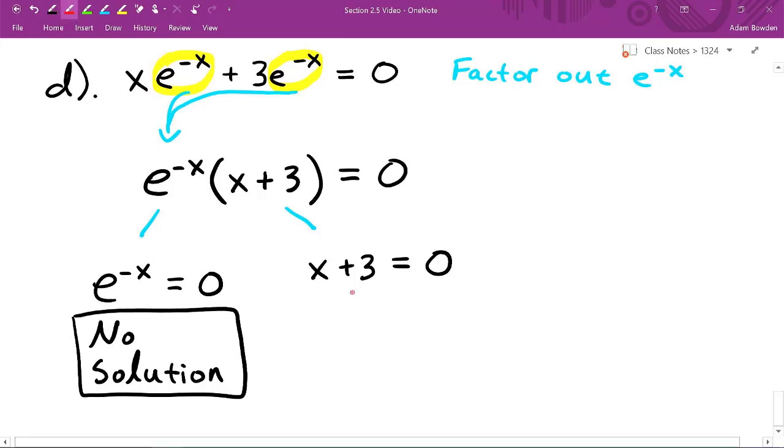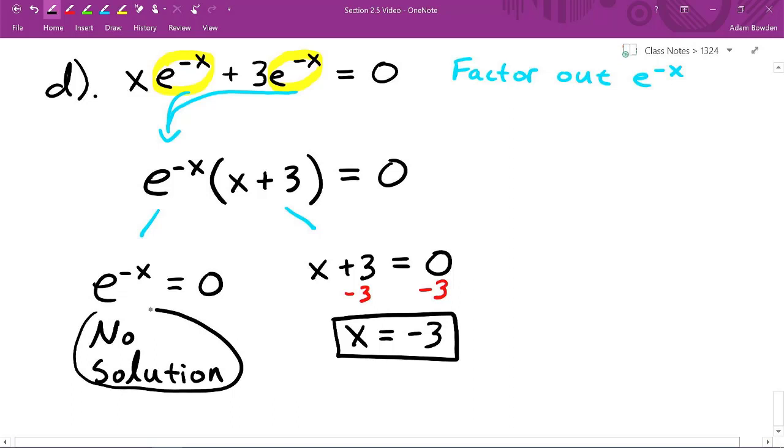But we can do something with the x plus 3. We're going to subtract the 3 over and write it as x equals negative 3. And that's going to be our only solution here. Just that one number from that one part of the equation.